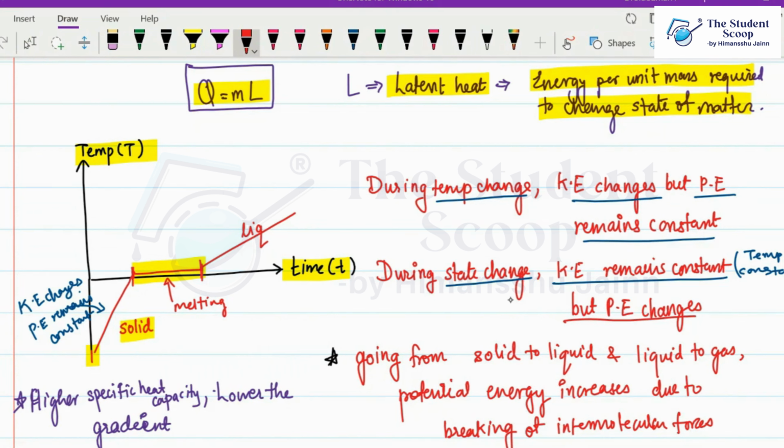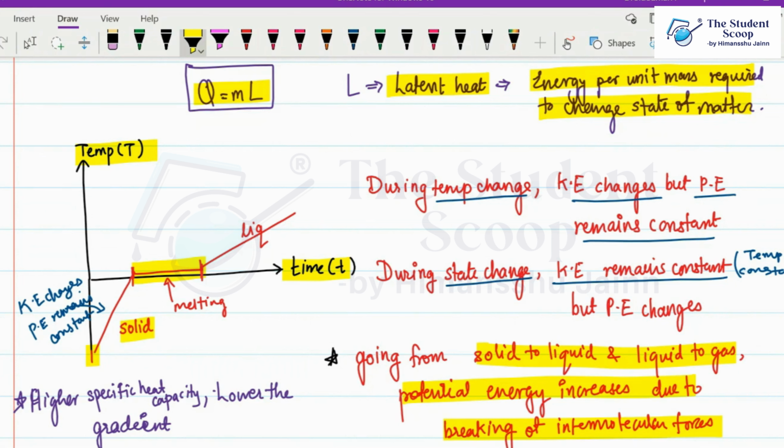Okay, and during the state change the potential energy changes. So in case of melting, what is happening is the bonds are breaking. The bonds are breaking, the particles become a bit more free, so the potential energy increases in that case. Okay, so we have to understand that part. So going from solid to liquid to gas, the potential energy increases due to breaking of bonds. Okay, so this causes the increase in internal energy. So throughout the process, the internal energy is still changing, but we need to understand what is causing the change. Is it potential energy or is it the kinetic energy and all that stuff?